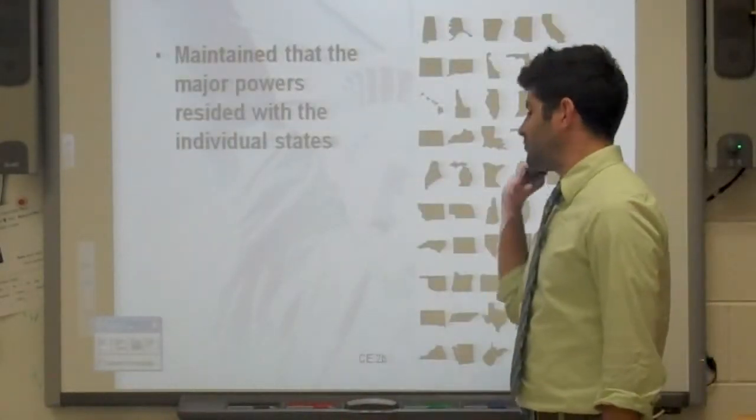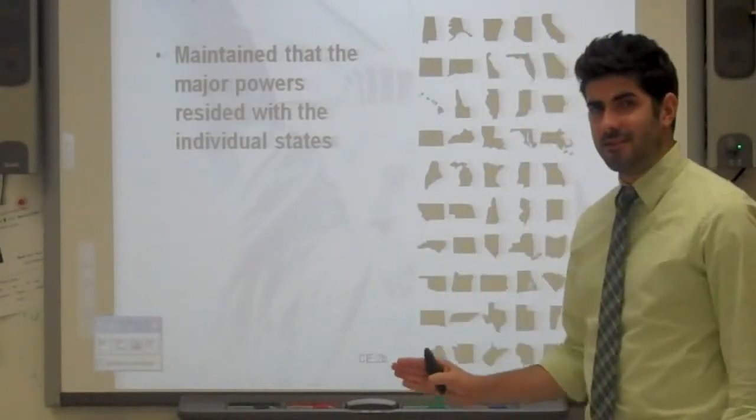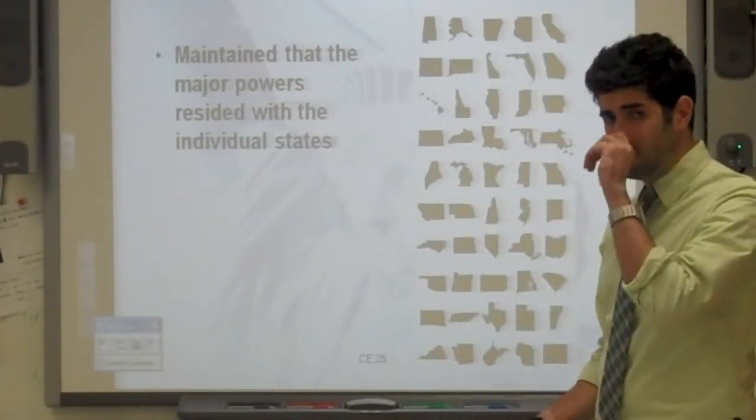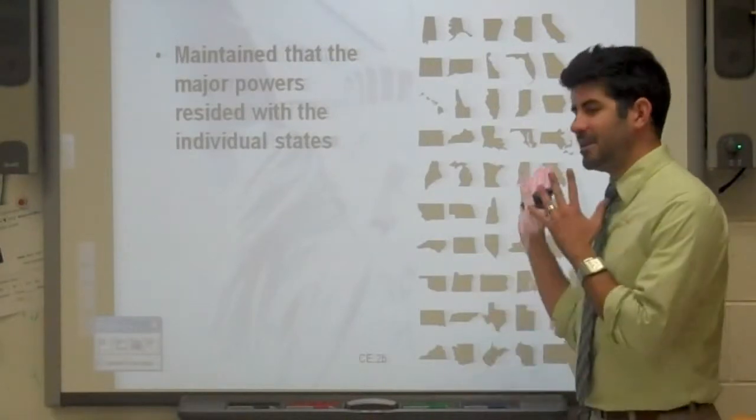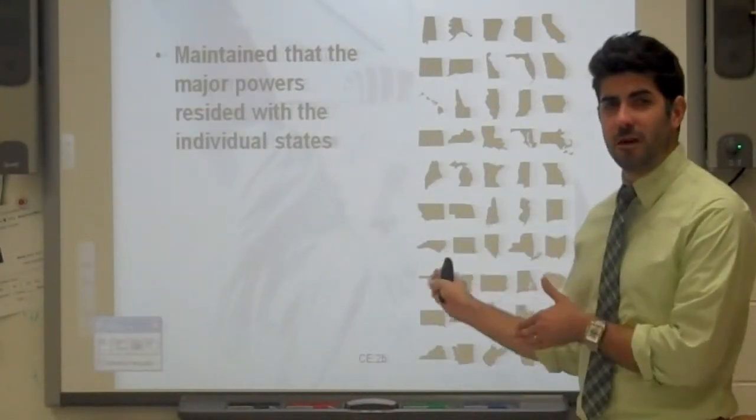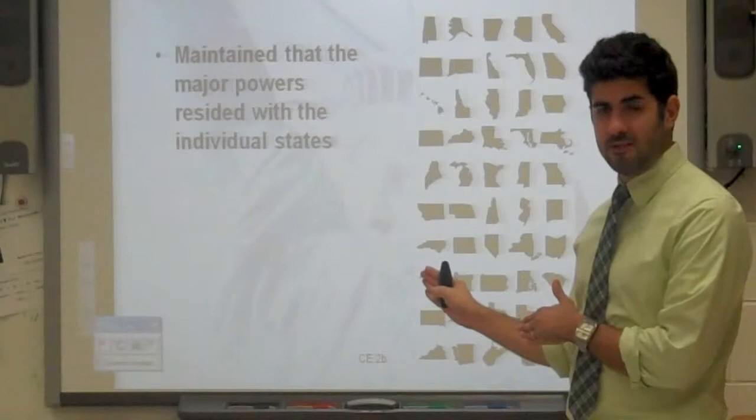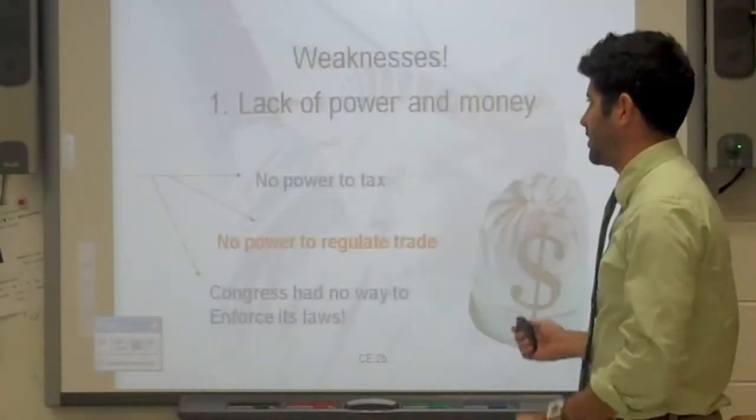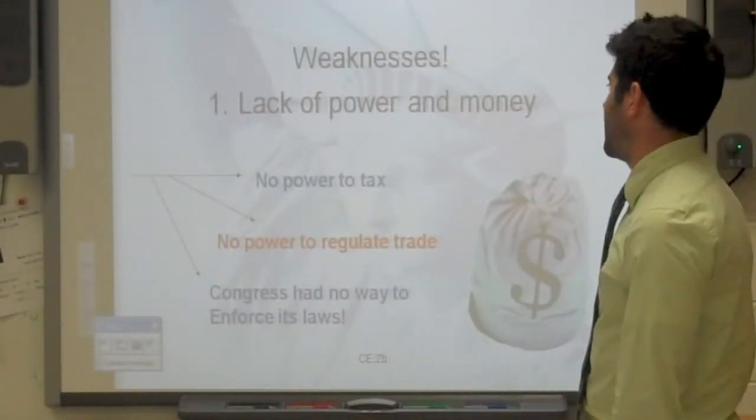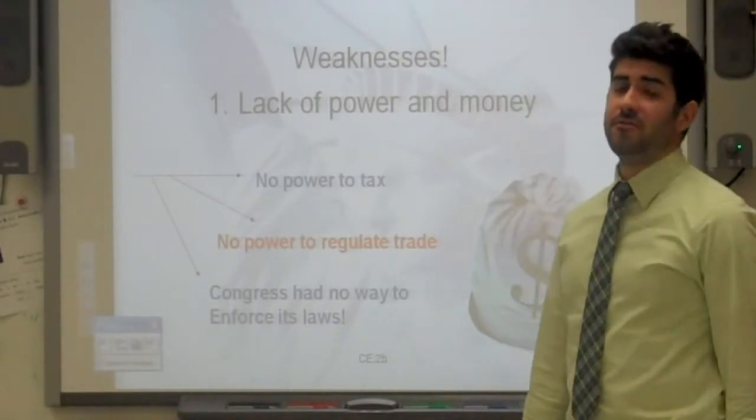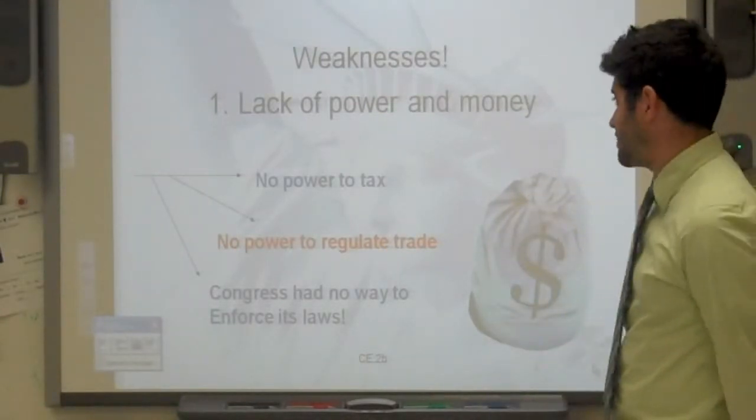The powers, though, were kept with these states, and this is going to be problematic in the future, and I'll tell you why. Again, so the individual identity of the state still trumped the national government, so state rights were higher than federal rights. So there were 3 major problems with the Articles that we found out during the next 10 years of our nation's history.